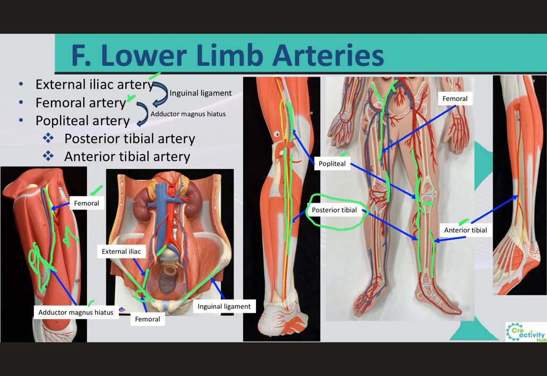And then here you would have the anterior tibial artery, but you can't see the posterior tibial artery because it's running posteriorly. So on the right side of the model, you cannot see the posterior tibial artery. And on this model over here to the right, we can see the anterior tibial artery coming anteriorly.